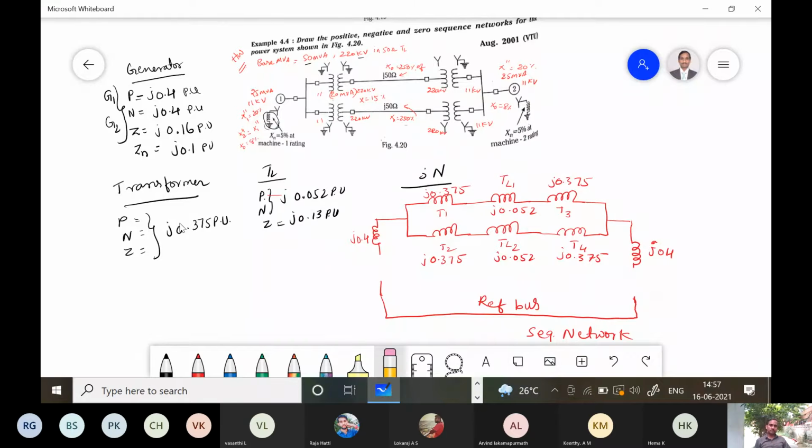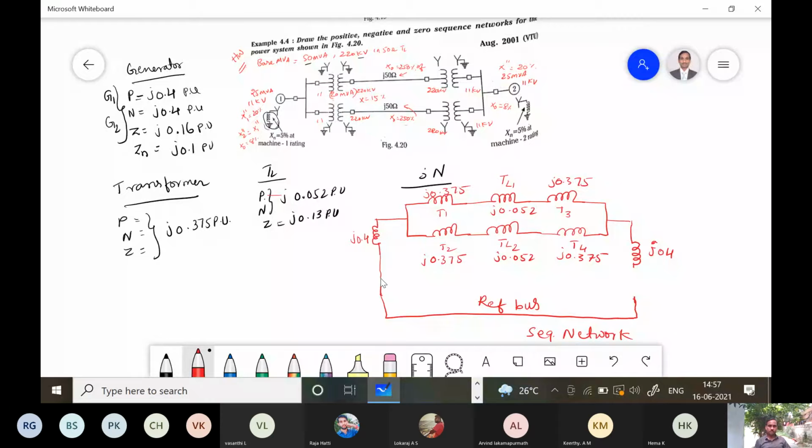Okay, and the negative sequence network is the same in all the cases. So no change in the values. In the generator also 0.4, 0.4. Transformer also, negative sequence same. Transmission line also, negative sequence same.